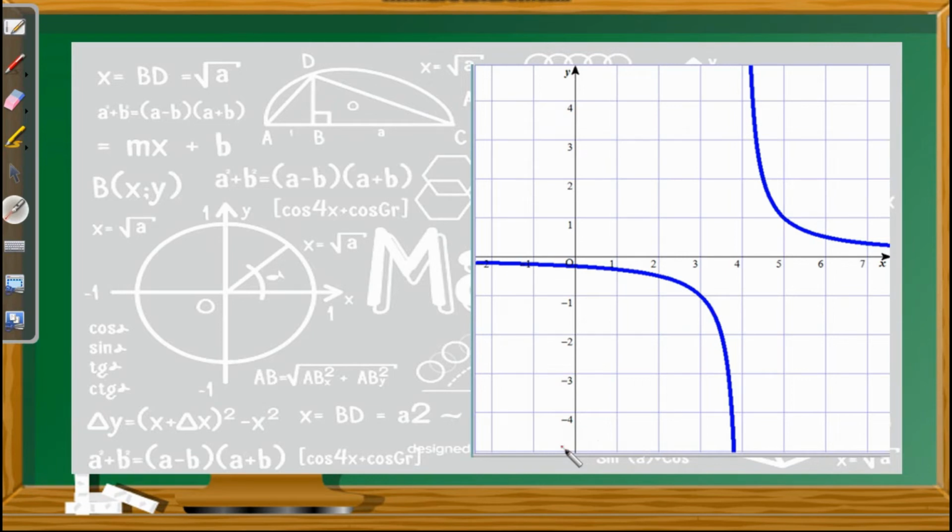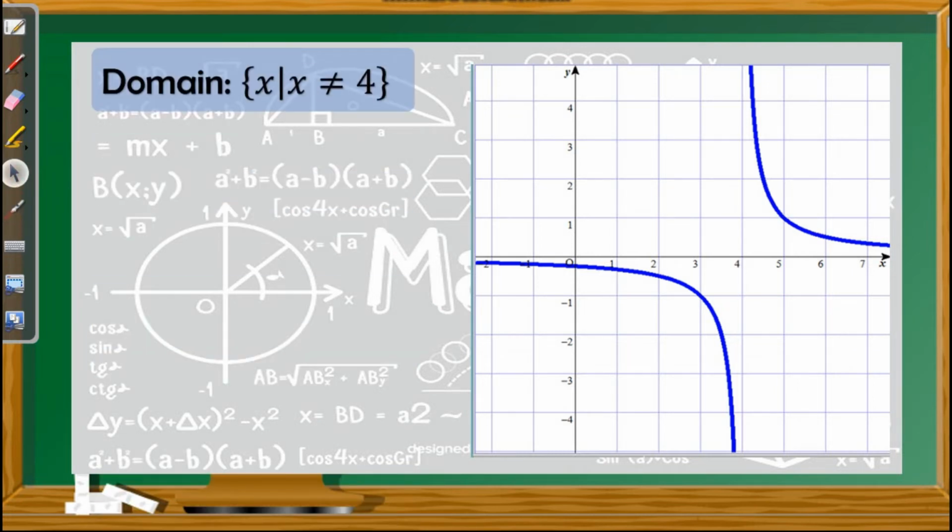Now, let us find the properties based on the graph. First, domain. As we can see here on the x-axis, the two graphs are not touching 4. So all of the points going to the left, all of the points going to the right are being covered by the graph except 4. Therefore, the domain here is x not equal to 4.